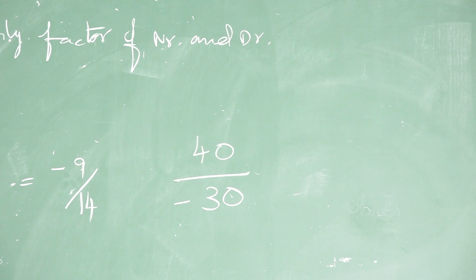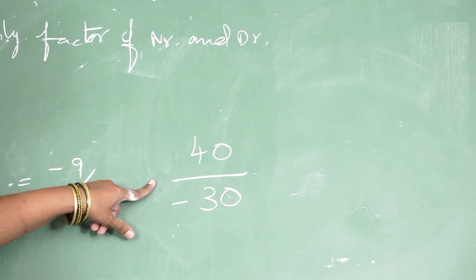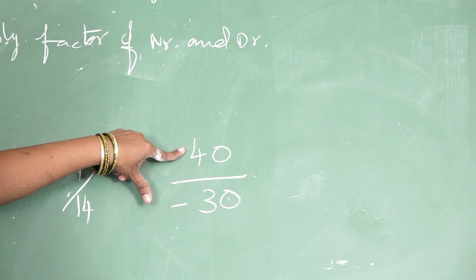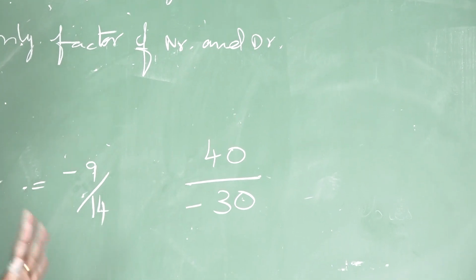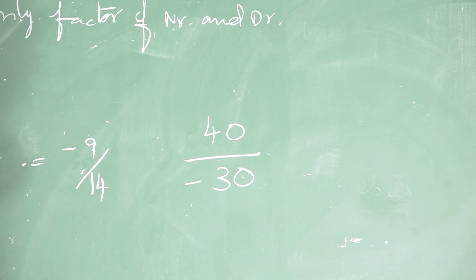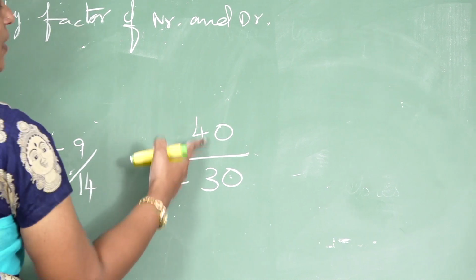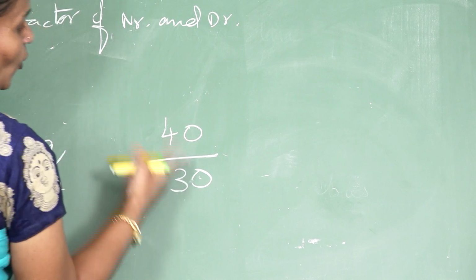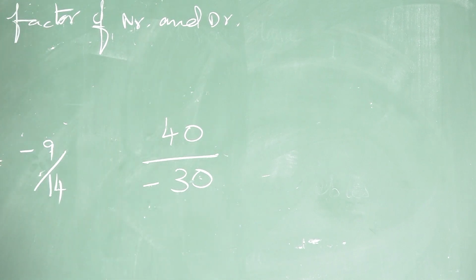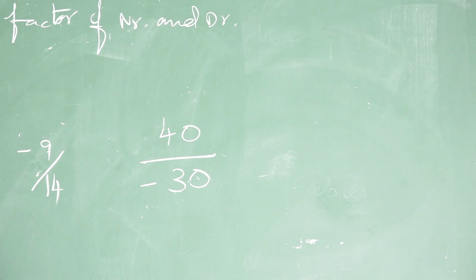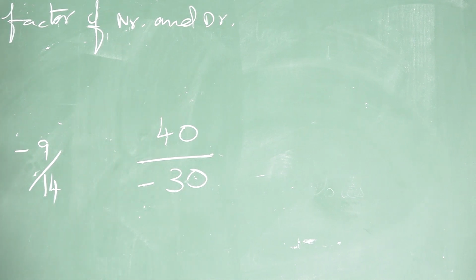See this number. This is a rational number, isn't it? Because 40 is an integer and minus 30 is also an integer. Is this in standard form? No, this is not in standard form. Why? See, the negative sign is in the denominator. And also, these are not co-prime numbers. What is meant by co-prime numbers? Co-prime numbers means they have only 1 as the common factor. But these numbers are not co-prime.